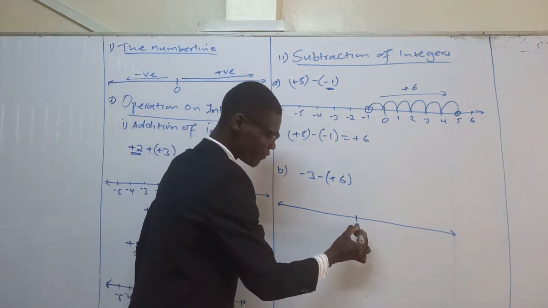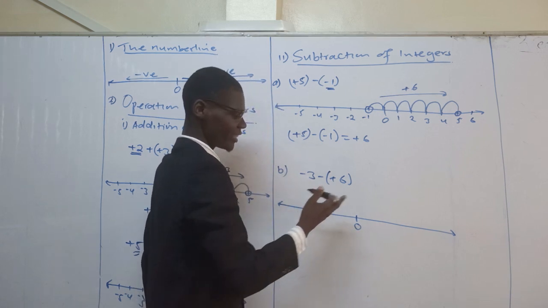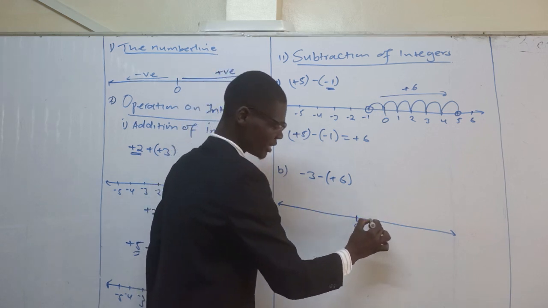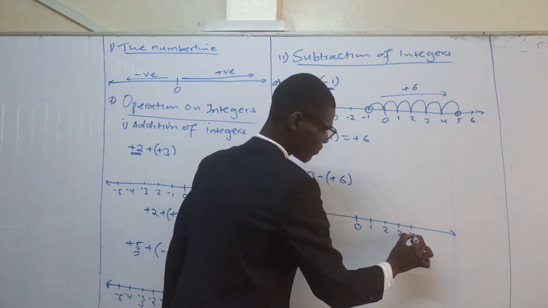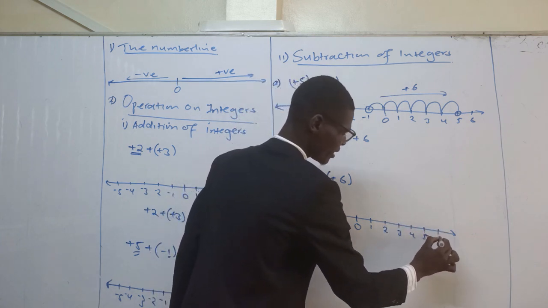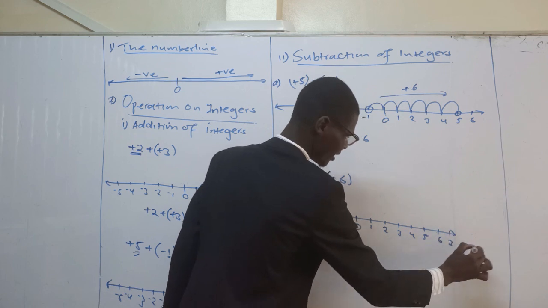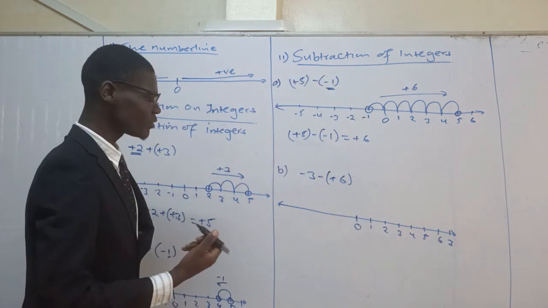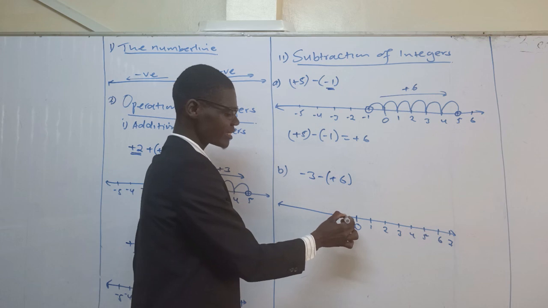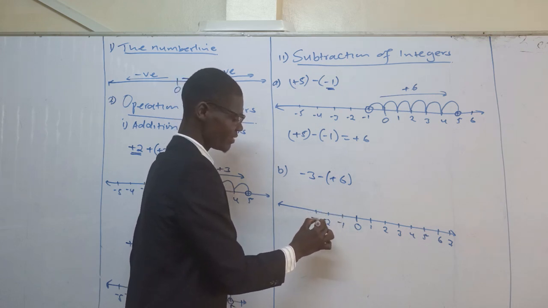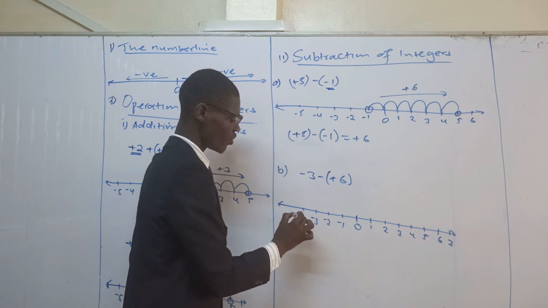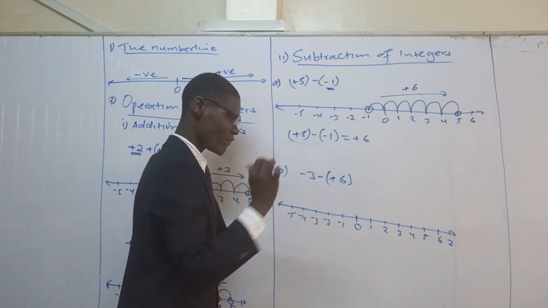We have our reference number 0. On the right, we say it is positive. It is now 1, 2, 3, 4, 5, 6, 7. On the left, we have the negative integers: negative 1, negative 2, negative 3, negative 4, negative 5.